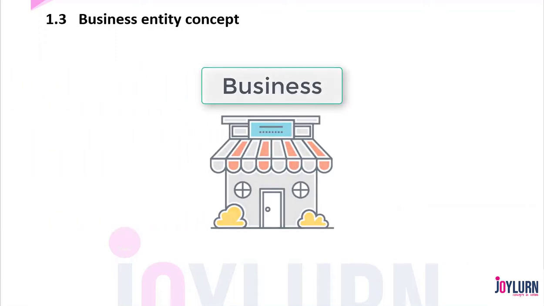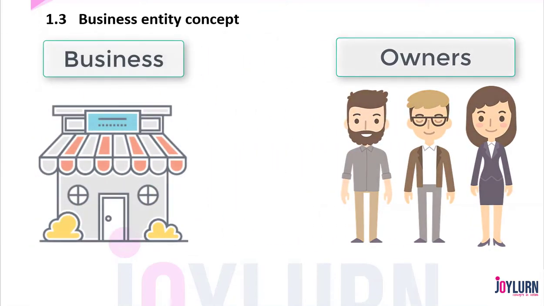Business entity concept. In accounting, we always treat a business as a separate entity. What does that mean? That means that a business is a distinct entity from a legal perspective. It is an entity that exists apart from its owner or owners, who are called the stockholders or shareholders.